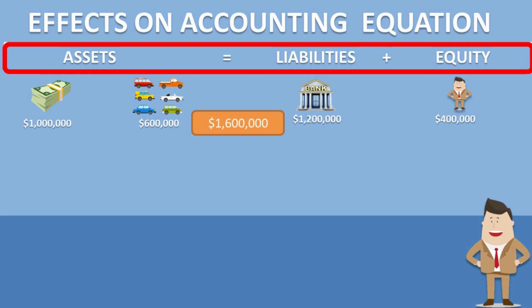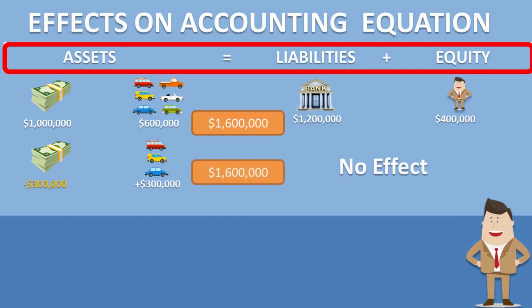Assume Alex purchased 3 new cars from dealership against $300,000 cash payment. This will increase the inventory by $300,000 and decrease cash by $300,000. The equation remains balanced with total of each side equaling $1,600,000. After 1 month, Alex sold a car for $150,000 cash and repaid $100,000 of bank loan.